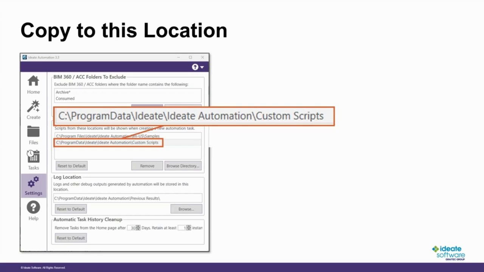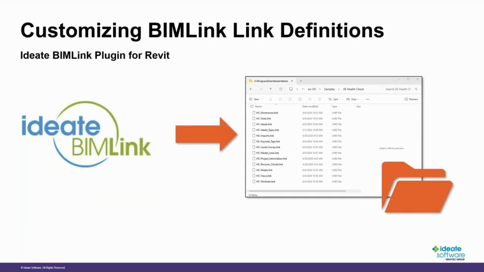All right, so we have our elements copied. Let's actually get into building up our customization here. Here we have our list of BIM link files. And as I mentioned, all of these BIM link files are created with Ideate BIM Link, that Revit plugin. So let's look at how we can actually make some custom BIM link files.